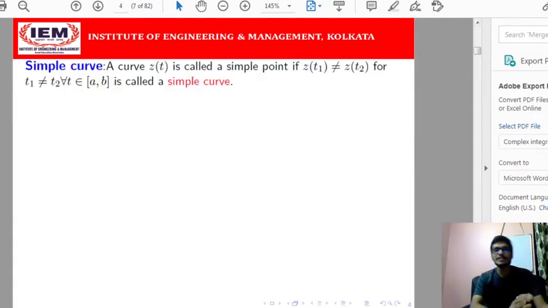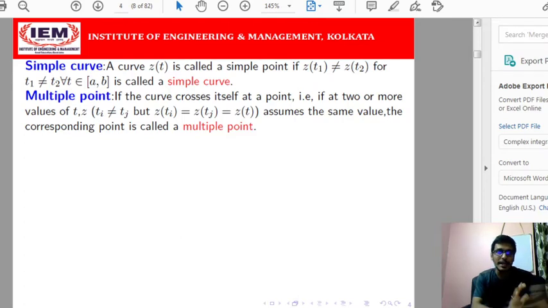So then what do you mean by a simple curve? Whenever we vary the value of t, corresponding to the value of t I am getting the real part x(t) and the real part y(t). So depending on x(t) and y(t), that means depending on t, I am identifying the complex point z(t) on the curve. If t1 and t2 are different real values, and the corresponding z(t1) and z(t2) are different, then it is called a simple curve.